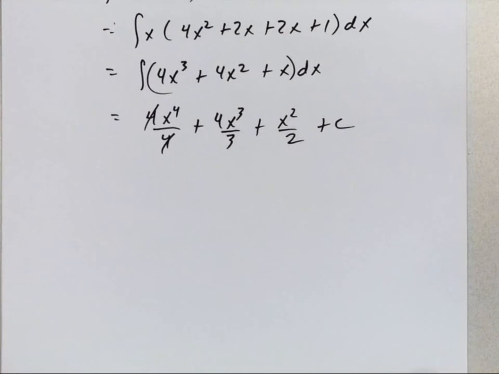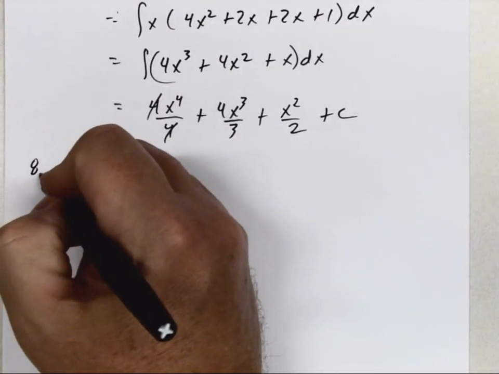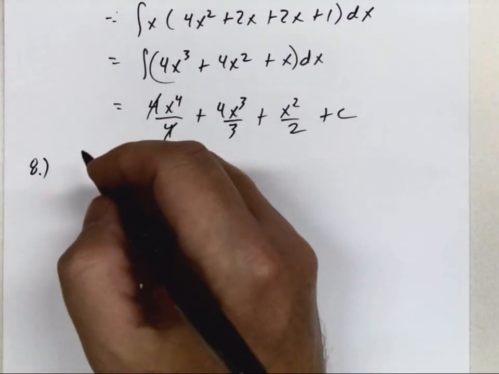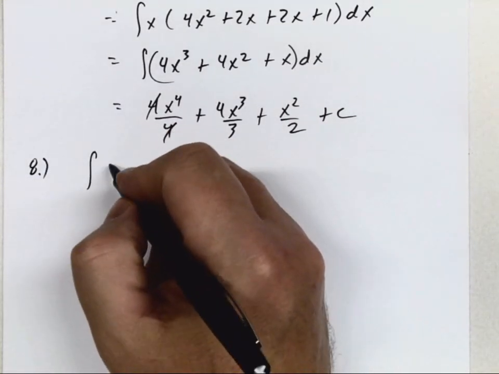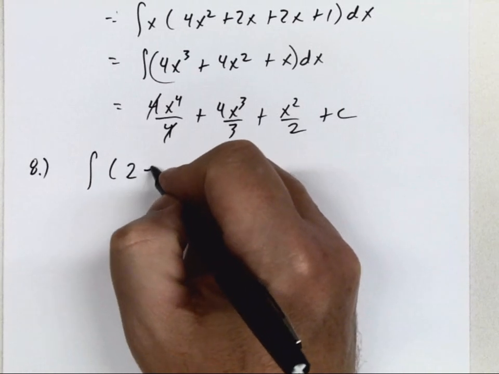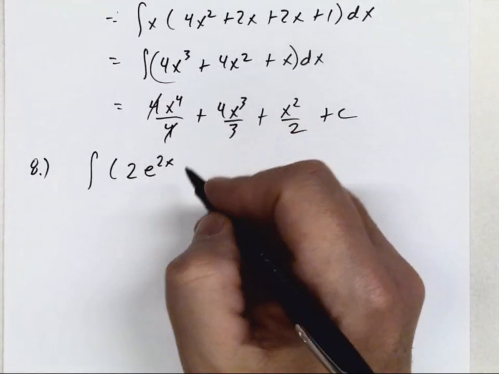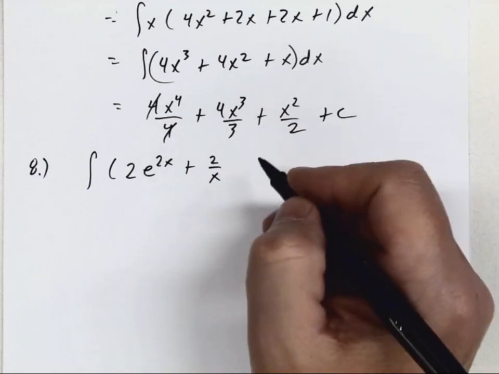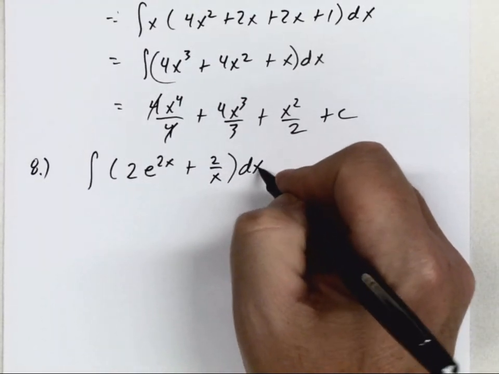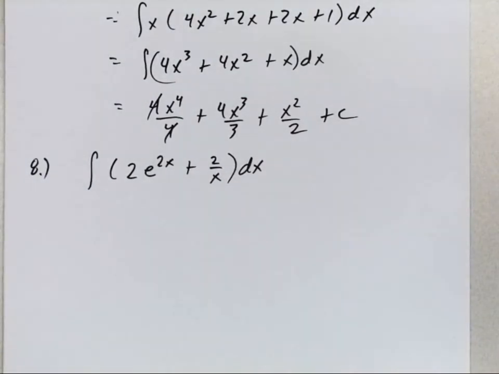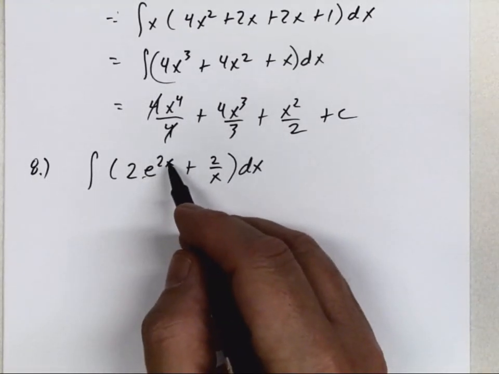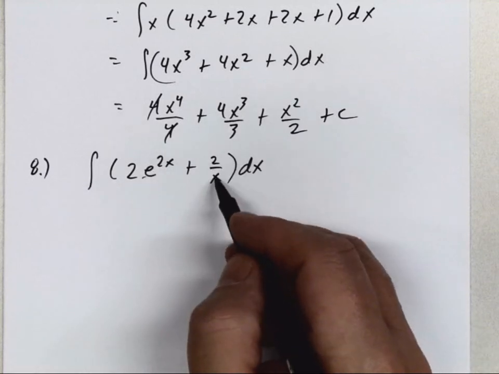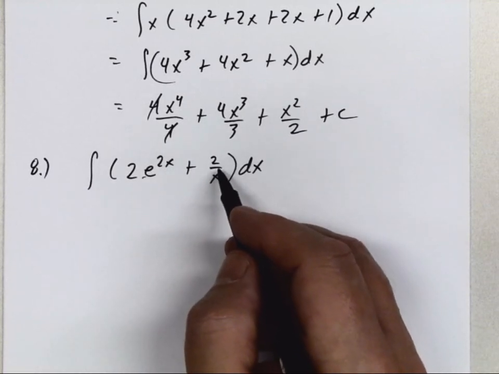Looks like one more. Then we'll start a new video, because then we discuss a new method of integration. So number 8, 2 e to the 2x plus 2 over x. Integrate that with respect to x. 2 terms. Here I have an exponential function, natural exponential function. Here, 2 over x. I realize that's going to end up being a log, natural log, when I integrate.